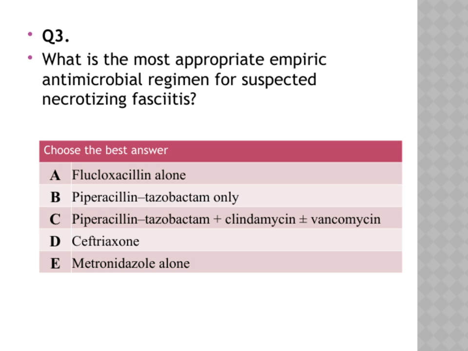Vancomycin can be added if MRSA is a concern. Ceftriaxone alone is less ideal here because it doesn't reliably cover anaerobes or resistant gram-positive organisms involved in this infection. Metronidazole alone wouldn't be sufficient either, since it mainly targets anaerobes and doesn't cover the full spectrum of likely pathogens.